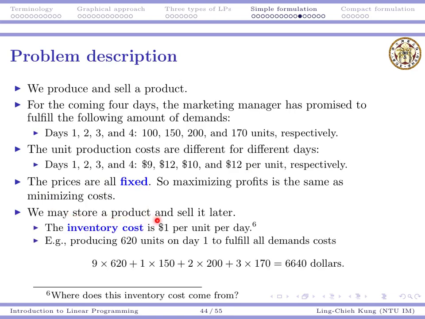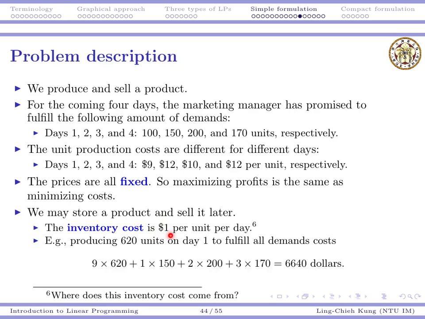So we have the option to store products, but there's one thing that we need to keep in mind. When we are storing products, we incur some inventory cost. For example, here in this problem, we assume that when you store a product for a day, you need to pay $1 as a cost. Okay? I encourage you to think about this situation about inventory cost. Why do we have inventory cost? When we make one product and put that product in the warehouse, where do you pay this $1? Okay? Think about that and think about how we may measure this amount of inventory cost.